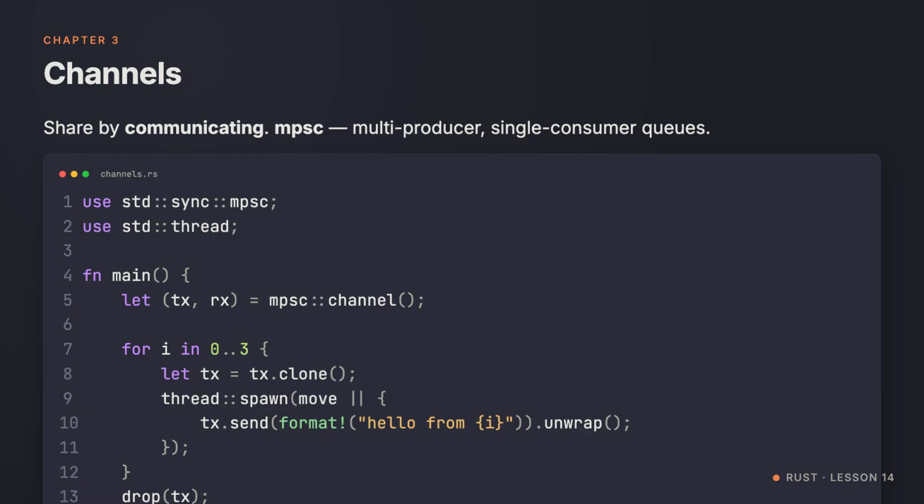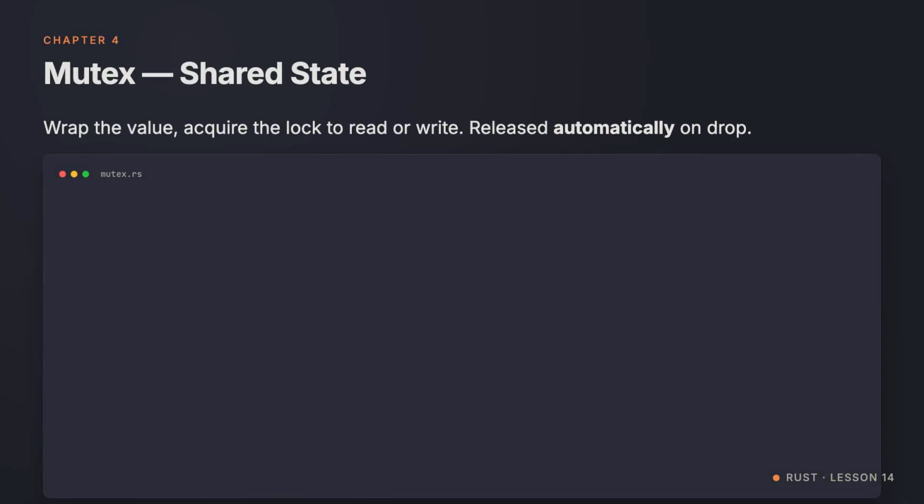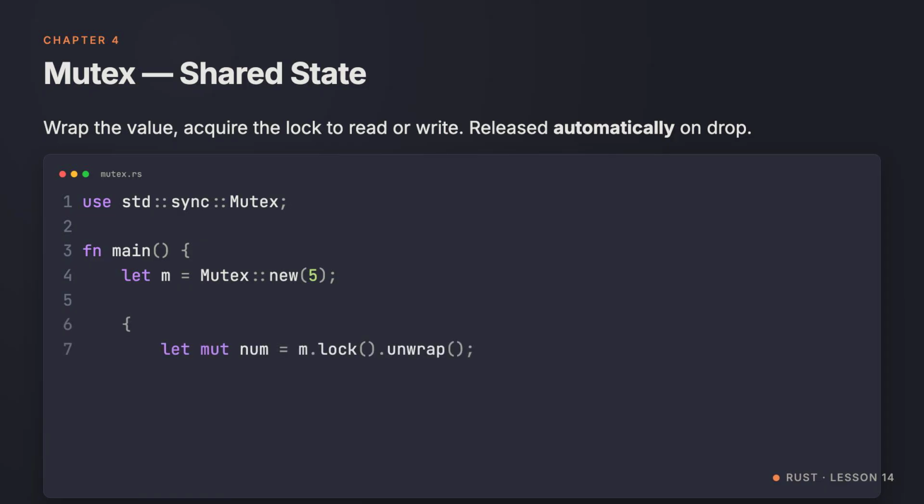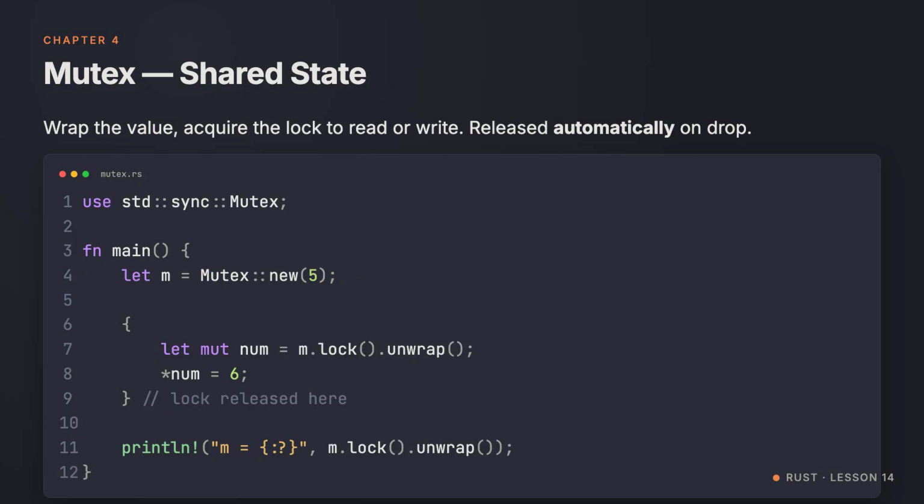Channels are ideal when threads have clear pipelines of work or when you want to fan work out to a pool of workers. Sometimes you really do need shared state, not message passing: a global counter, a cache, a shared configuration. For these cases, Rust gives you Mutex, short for mutual exclusion. Mutex is a classic synchronization primitive, present in every concurrent programming library in existence. But Rust's version has a twist.